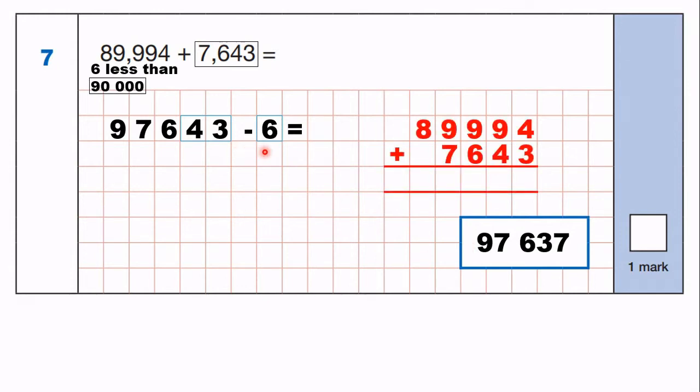So that's how to solve this question mentally. But if we're unsure, we can always use column addition. 4 plus 3 is 7. 9 plus 4 is 13, so 1, 3. 1 plus 9 plus 6 is 16, so 1, 6. 1 plus 9 plus 7 is 17, so 1, 7. And 1 plus 8 is 9, so that gives us our answer.